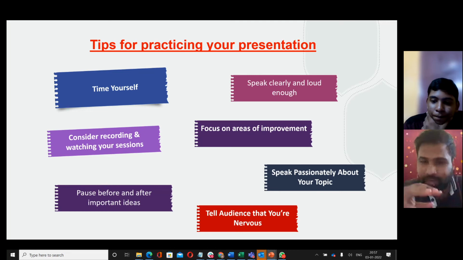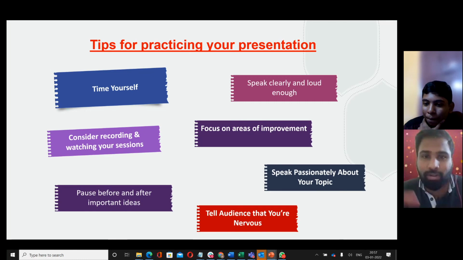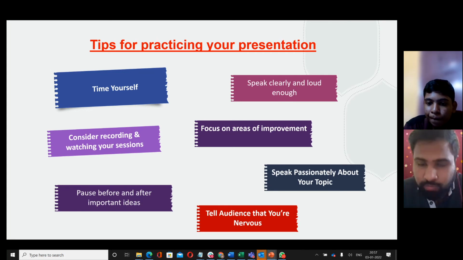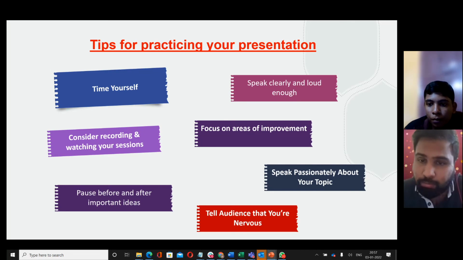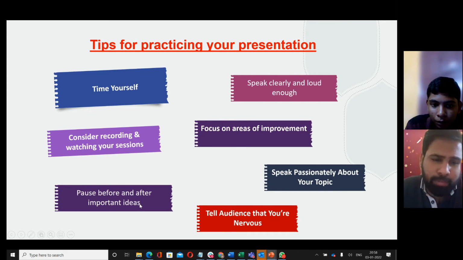So everything is connected. This one point is connected to that. I prepared it in such a way that this is connected to that. This point, speak clearly and loud enough, is also there in public speaking. Though I know the time is short, this is useful definitely for the event happening day after tomorrow, but it is best for you in the long run, like in future if you are presenting in other schools, you can definitely refer to this. Pause before and after important ideas. Did I mention this point or not?